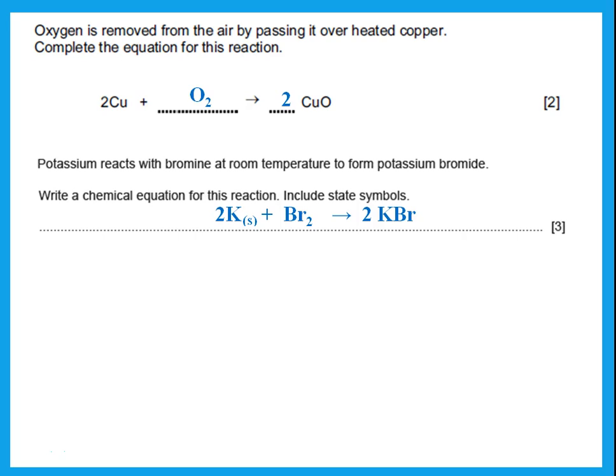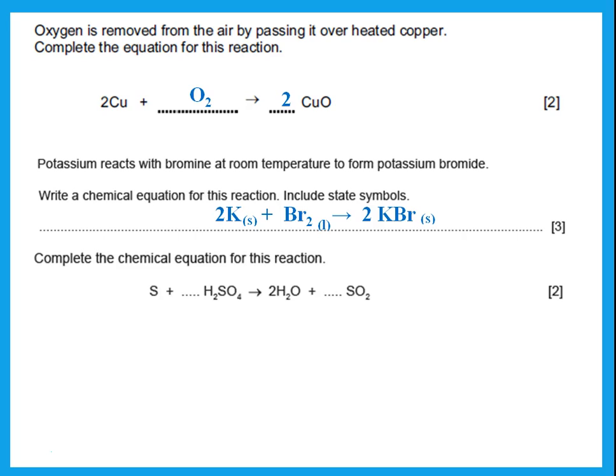And then he says include state symbols. So K is a metal. All metals are solid, so you put an S. Bromine, you should know that bromine is the only liquid non-metal in the periodic table. The only liquid non-metal in the periodic table is bromine. KBr is a solid. It's just like sodium chloride, potassium bromide, lithium iodide, anything. All of these are solids.